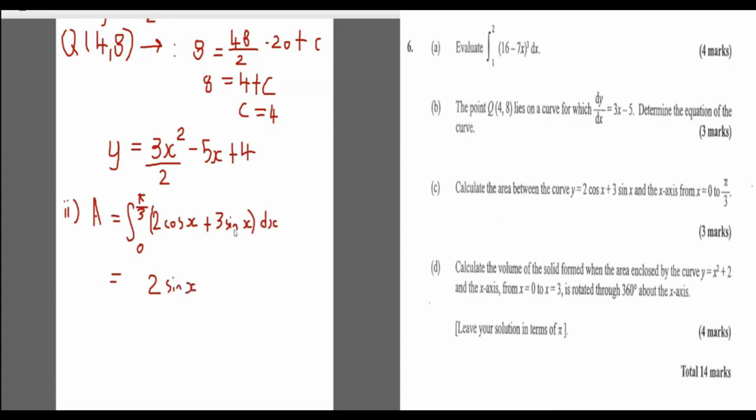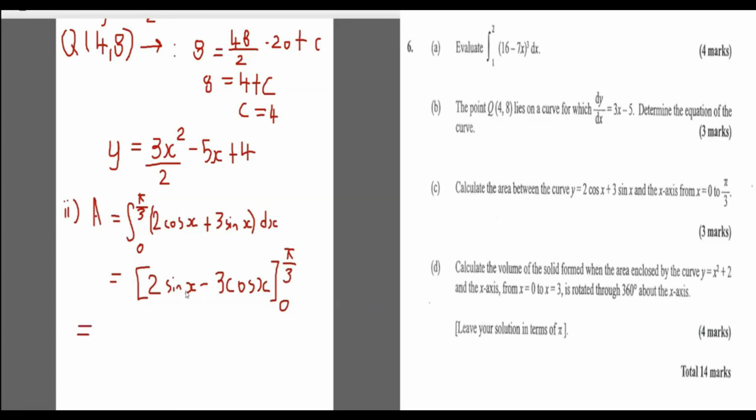Now, when you integrate sine, you get minus cos. So this works out to be minus 3 cos x. And of course, the region that we're integrating is from 0 to pi by 3. So first thing we need to know is what is sine of pi by 3. We'll put in this now.